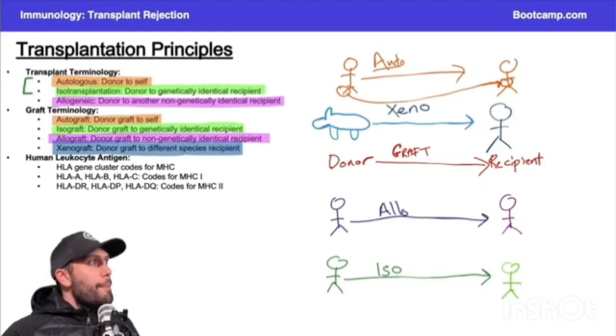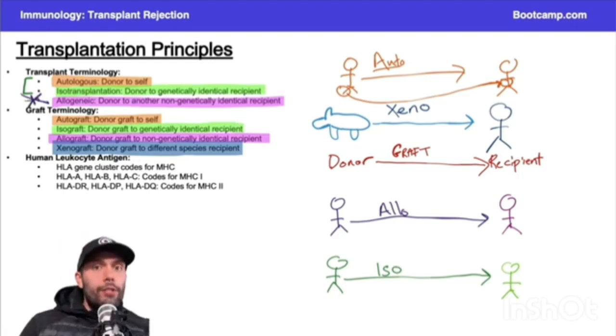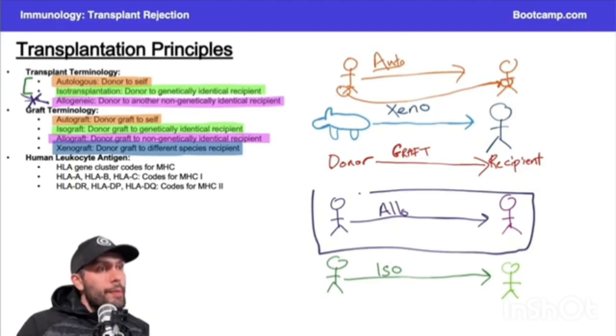And again, the biggest one on here is going to be the allogeneic. The allogeneic is the big one because that's how the majority of these transplant rejections are going to occur. They're going to occur because there wasn't complete matching between the donor and the recipient. So this is the majority of what we're going to be talking about.